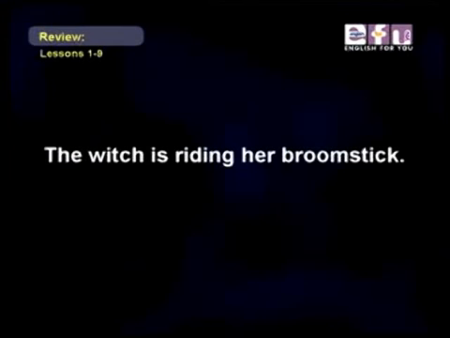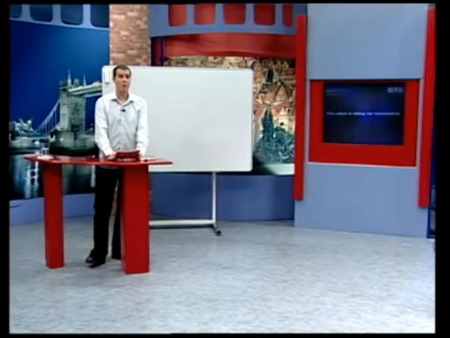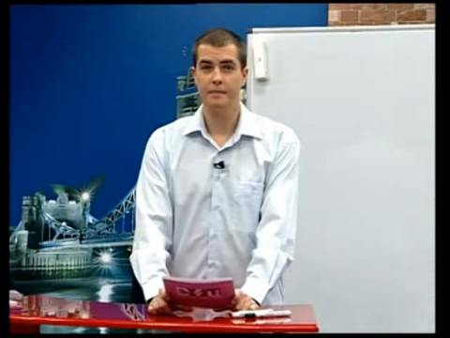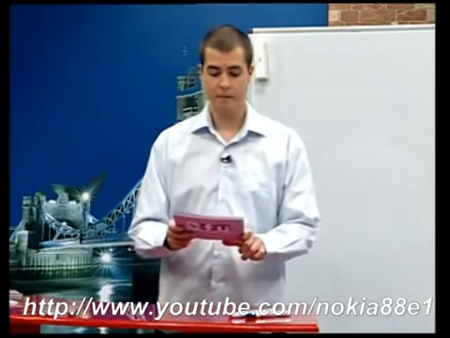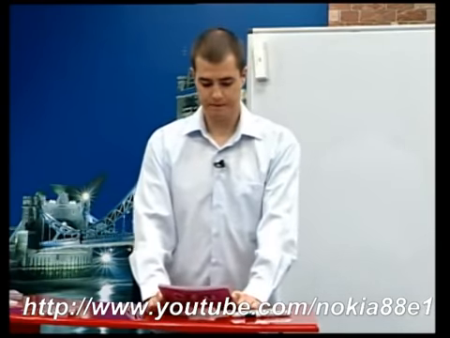Okay, next example. The witch is riding her broomstick. The verb in this sentence, is riding, is in the present continuous. Present continuous gives the idea that an action is in progress now. It's a temporary activity. It began in the past. It is continuing at present and will probably end in the future.